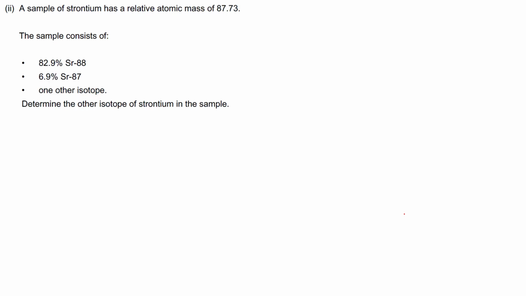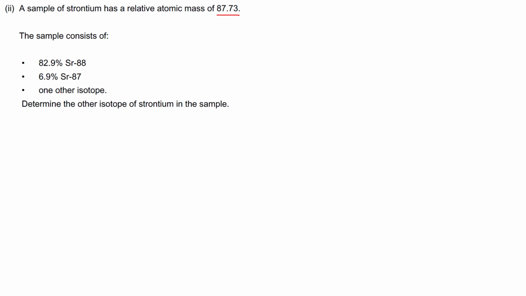Right. Bit of a harder question then. So it's the same idea. And when they ask these questions, you can't actually be asked anything different. Okay, it's always the same sort of mathematics, but they like to mix things up at A level. So this time, they are giving you the relative atomic mass of strontium at 87.73, and they're telling you it consists of 82.9 of strontium-88, 6.9 of 87, and one other isotope.